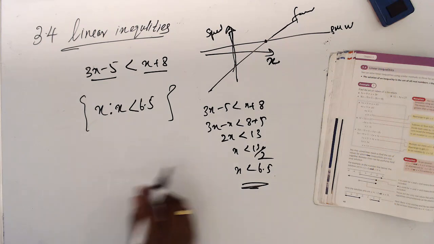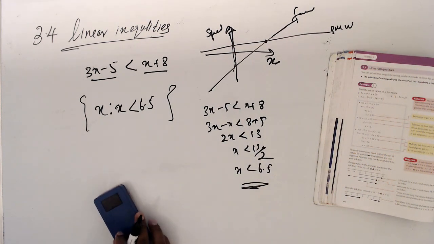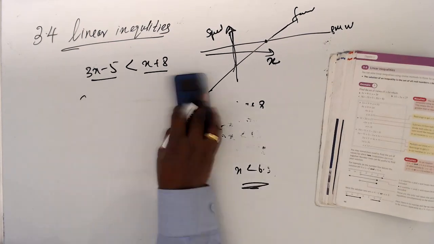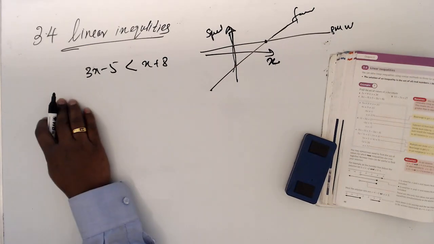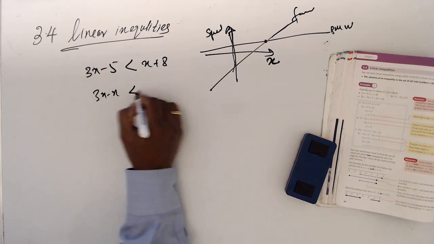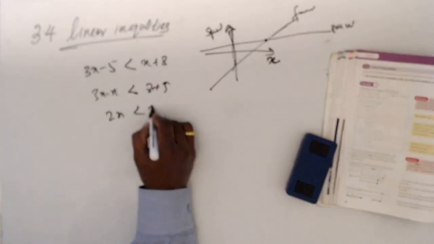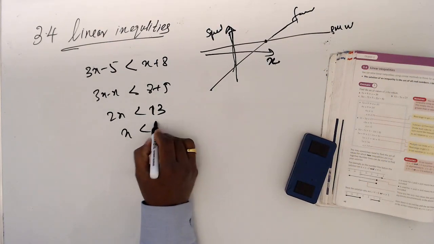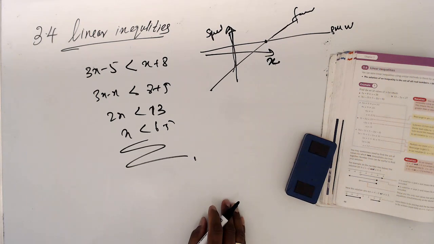But it is not the answer if you do it unconsciously. If you solve this inequality without knowing what it is doing, you just write 3x minus x, then 8 plus 5, then 2x equals 13 and x equals 6.5, done. But you don't know what is going on.